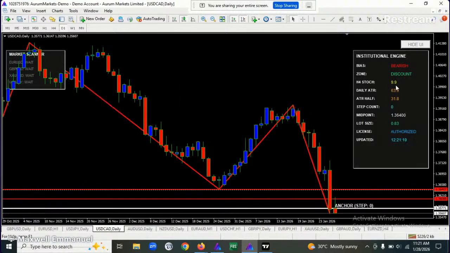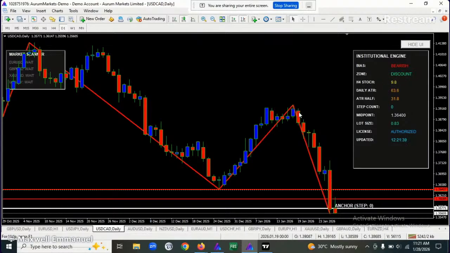USD CAD is also priced at a discount right now, but the bias is still bearish, so we need to wait for this to change to a premium. It will change to bullish. We need to wait for the daily candle to close before we decide to go bullish on USD CAD. Price is at a discount.